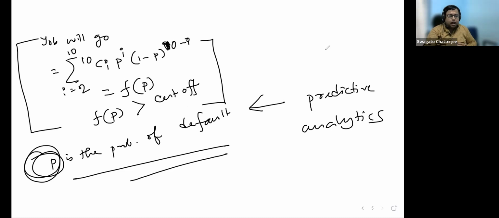My question is, how are these two related? Can you tell me how I will relate the interest rate that I'm charging you with your default rate? How will I calculate that? How will I calculate what interest rate I should charge you?